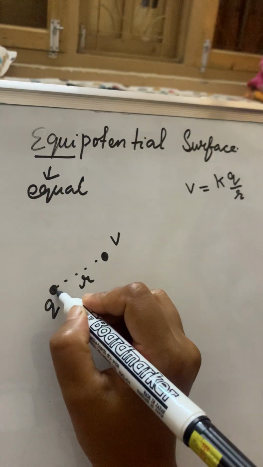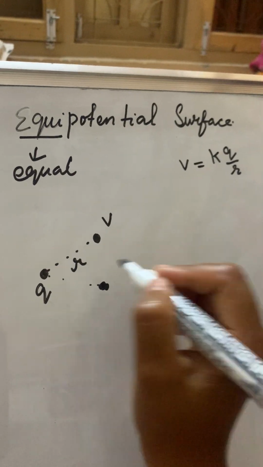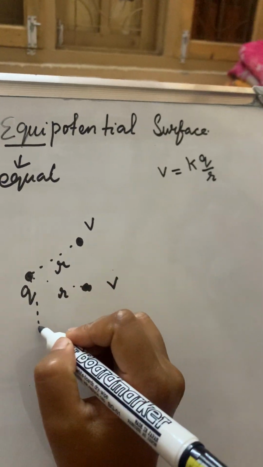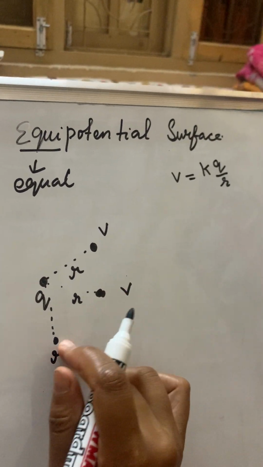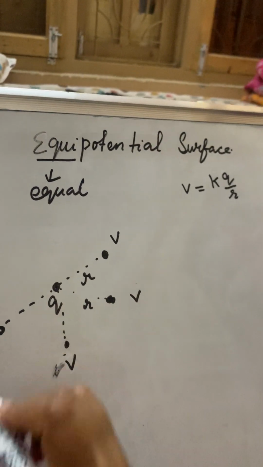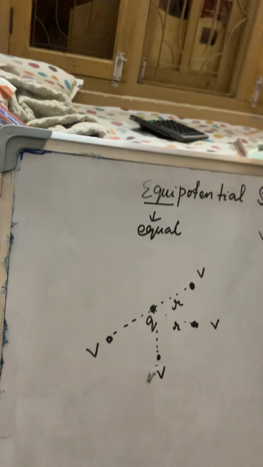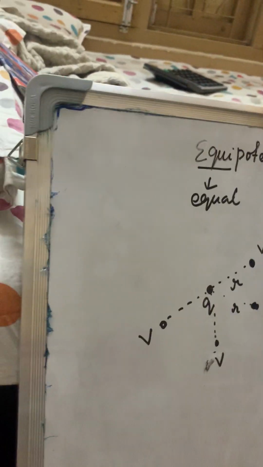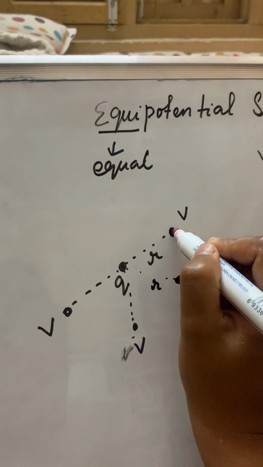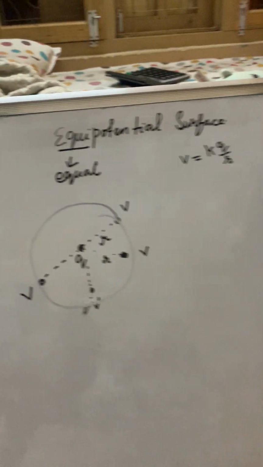V, right? At the same distance r, in three-dimensional space, what is the potential? Same, right? Now in three-dimensional space, if I join these same potential points, what type of surface will it come? This surface, right? Students, it looks very bad. Let me make it again.